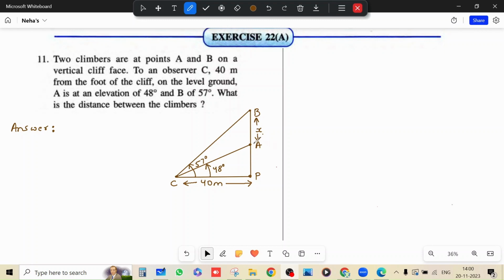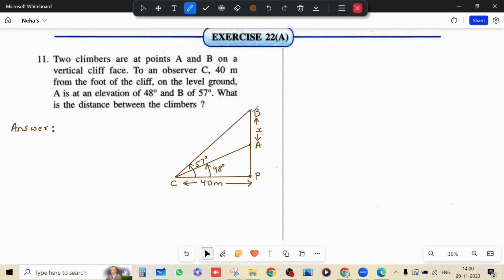So let us consider that A and B are the climbers. C is the point at which the observer is standing, and when he is looking at the point A, the angle of elevation is 48 degrees, and when he is looking at point B, the angle of elevation is 57 degree. The distance between the observer and the foot of the cliff is given as 40 meters, and we have to calculate the distance between the climbers. So let x be the distance between the climbers.